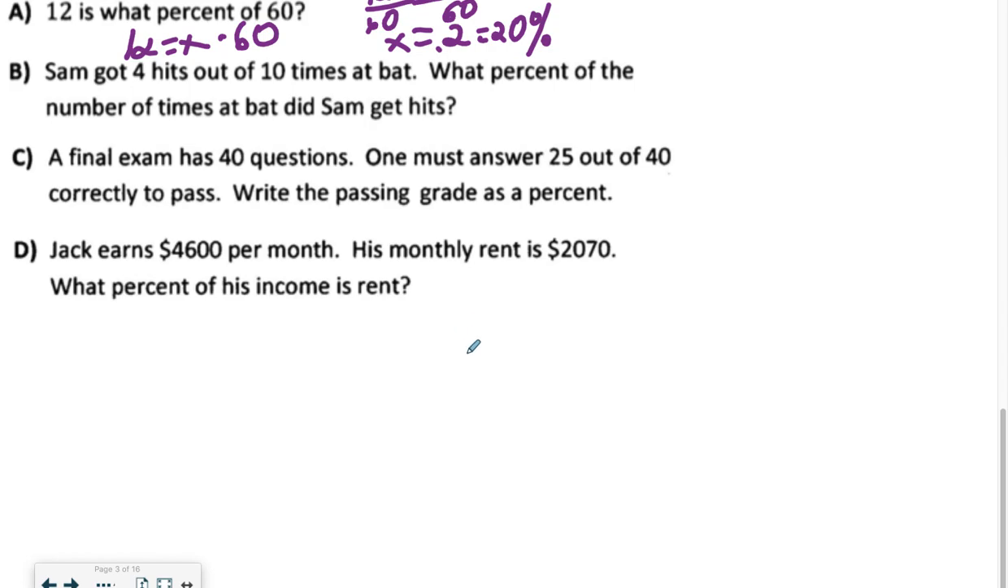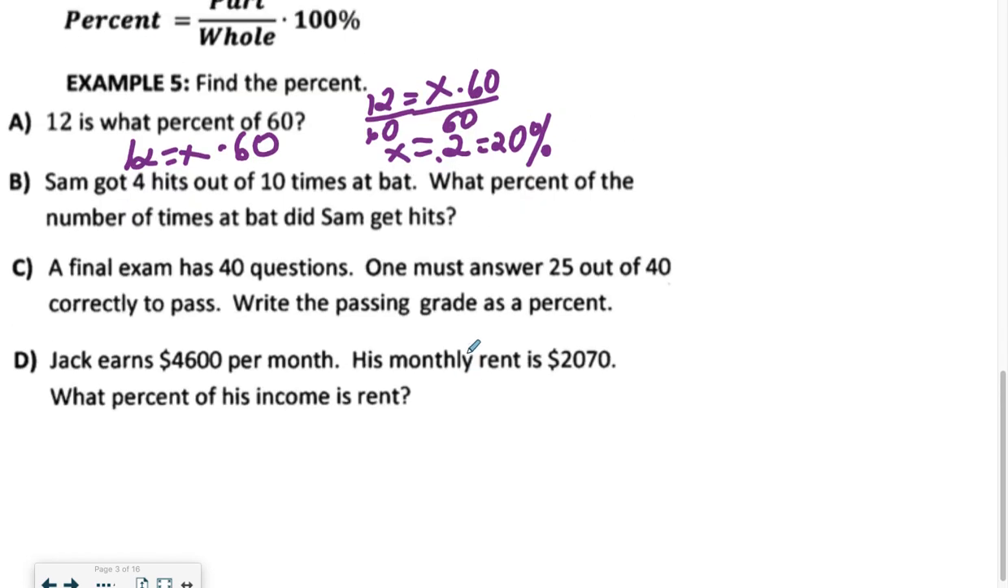Sam hits 4 out of 10 times at bat. What percent of the number of times at bat did Sam get hits? So in this case, because he got 4 out of 10 times at bat, you might want to consider using this setup. It's the part, which is 4, out of the whole, times 100, which gives us 4 over 10, which is going to be 2/5, and that would give us 40%.